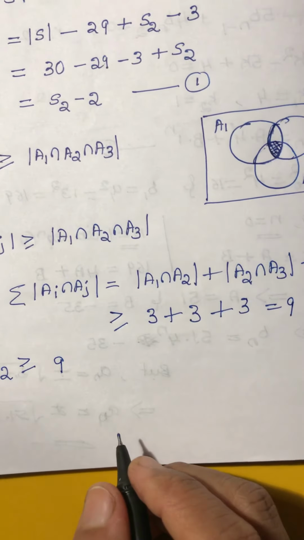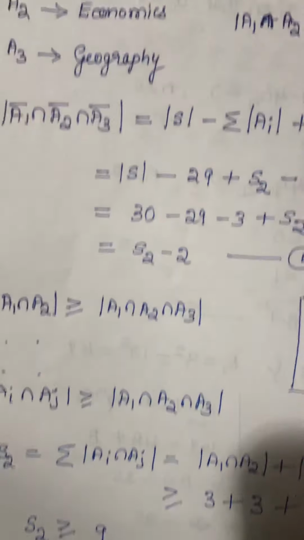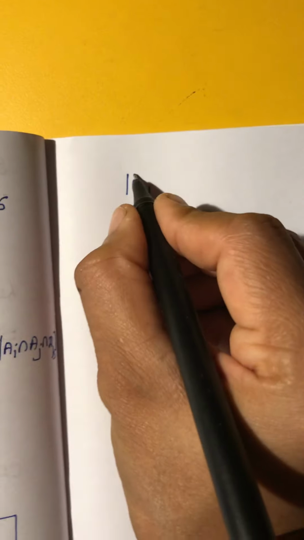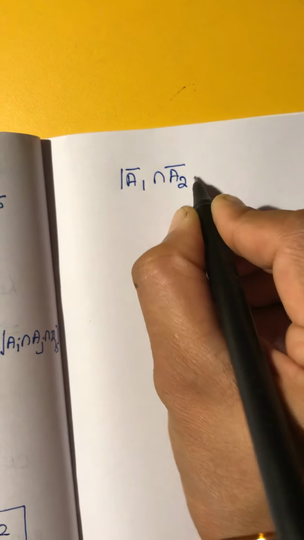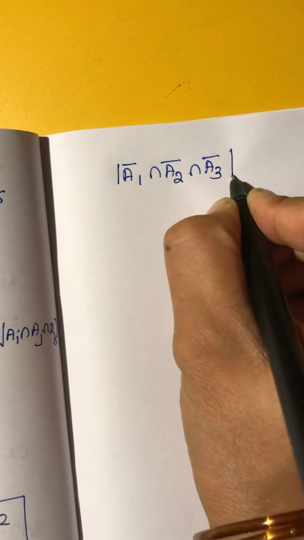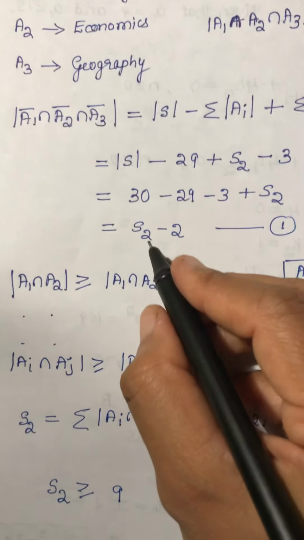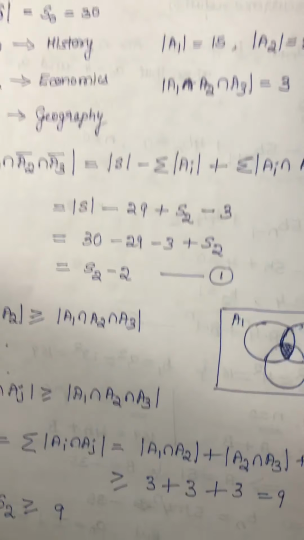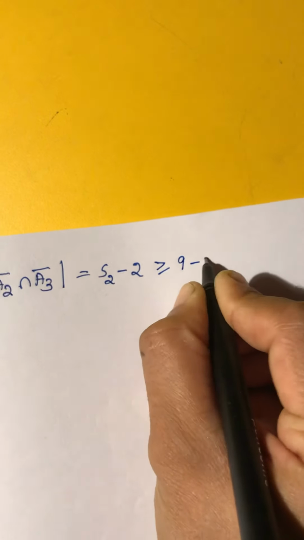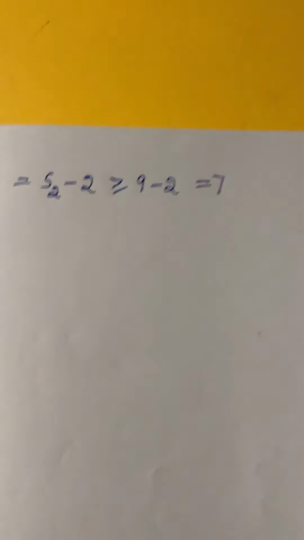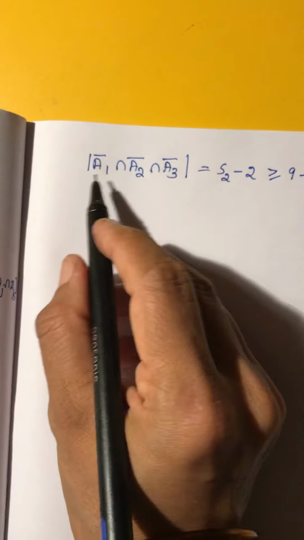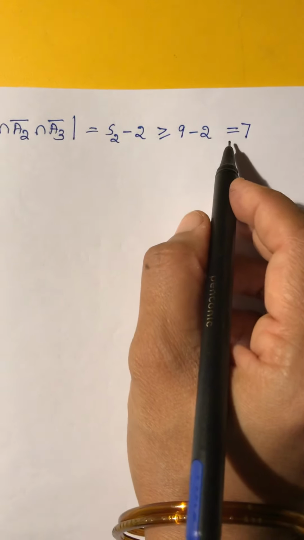So let me substitute this in equation 1. In equation 1 we have A1 bar intersection A2 bar intersection A3 bar is S2 minus 2. But just now we got S2 is greater than or equal to 9. So this is greater than or equal to 9 minus 2, which is 7. So the number of students who do not study any of the subjects is greater than or equal to 7.